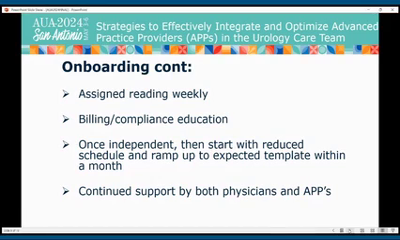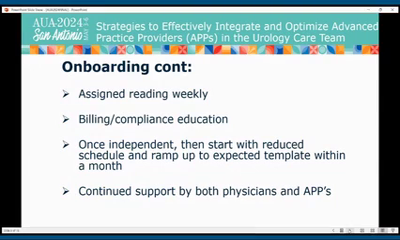We also make sure that billing and compliance education is part of their onboarding experience. Many of our APPs, especially new grads, just weren't given much education on billing throughout school. So we have our billing and compliance officer meet with them during the orientation process pretty early on. And then once they're up and running, the billing and compliance officer will meet with them again. They'll go through their charts. They'll audit their charts and billing about 3 months in, just to make sure that they are on course where they need to be.